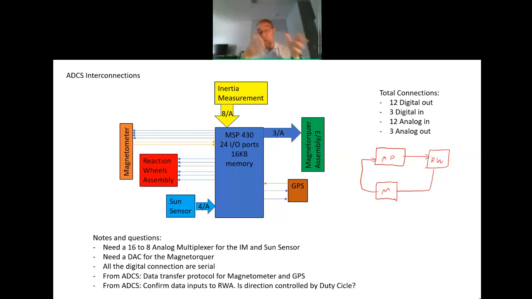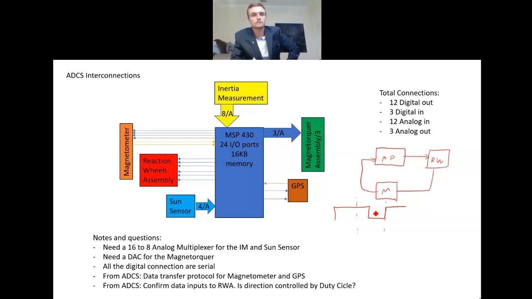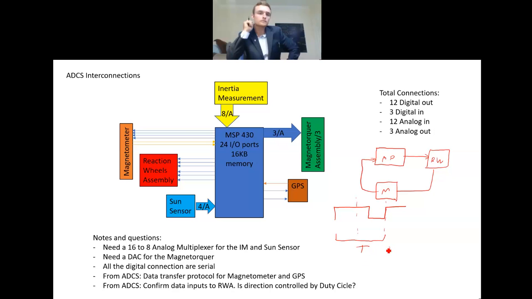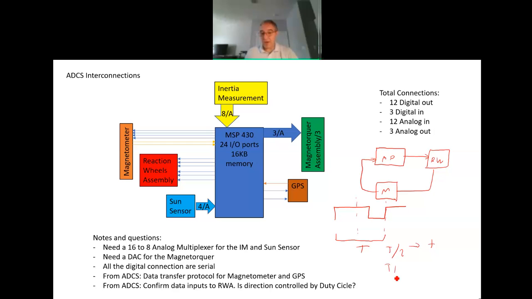What we were thinking is that with the pulse width modulation, half of the pulse is used. This is the whole period, okay? So half of the period is for positive momentum, and the other half is for negative momentum.